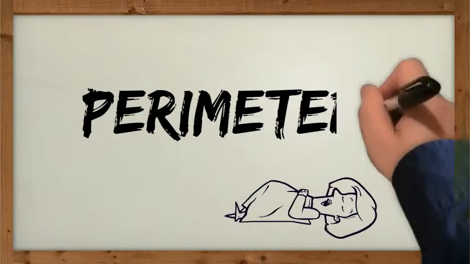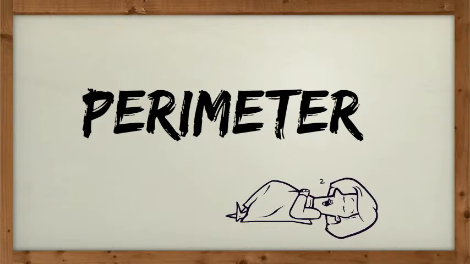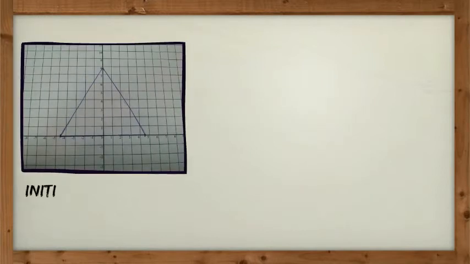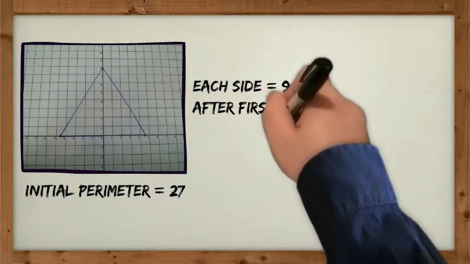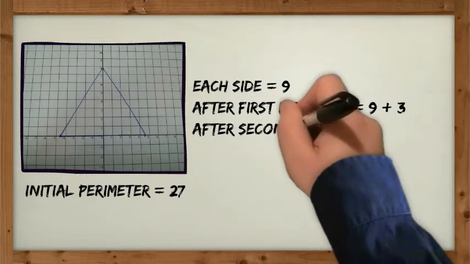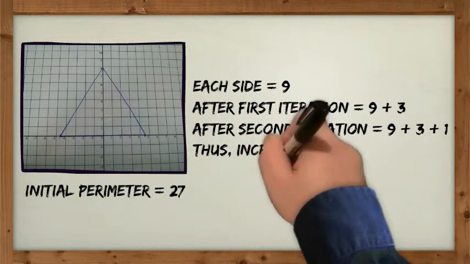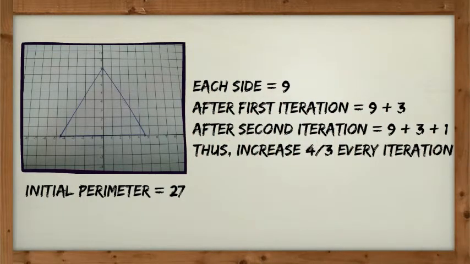Now, let's explore the perimeter of the Koch snowflake. What do you think the perimeter would be if there were infinite iterations? The initial perimeter of the fractal will be 27 because there are 3 sides, each 9 units long. In the first iteration, the perimeter will increase by 9. Each successive iteration will thereby increase by 4/3 of the increase from the preceding iteration.